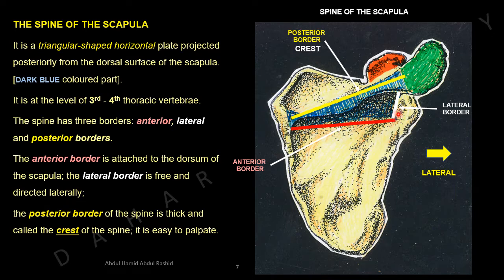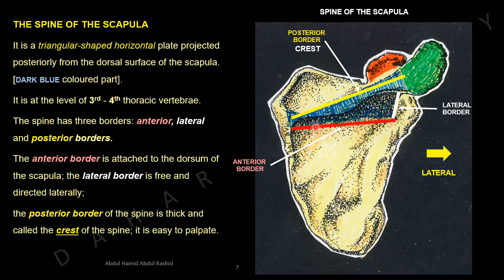The lateral border, this white line, is the lateral border. It is free and directed laterally. Next is the posterior border, this yellow line. This posterior border is thick and called the crest of the spine. It is easily palpable.